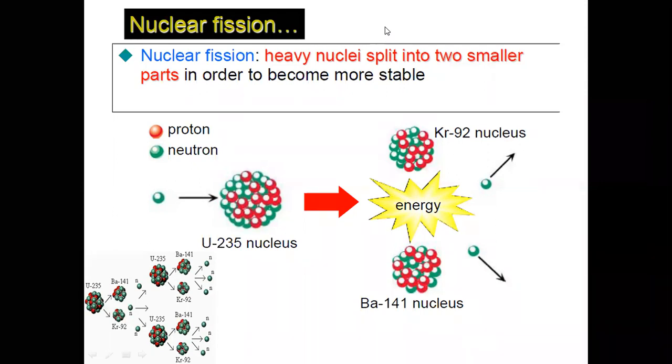A proton is a positively charged particle, and a neutron represents a neutral particle. Now we add one small neutron to uranium 235, which is already there, and we get an unstable nucleus, uranium 236.